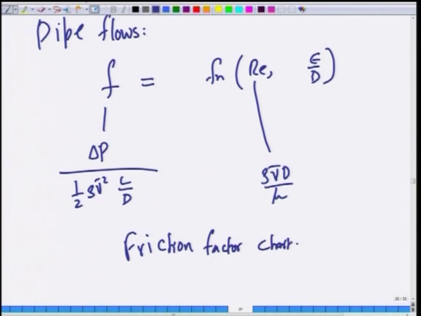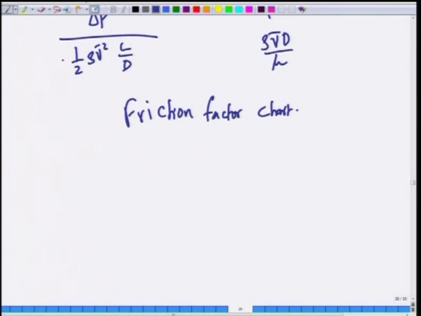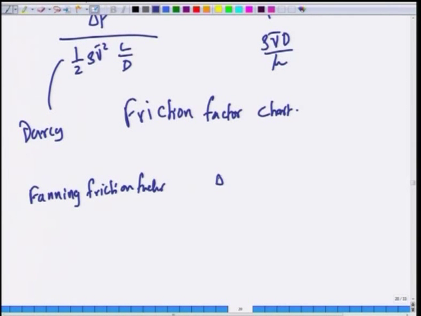Also, please remember that there are two types of friction factors used. This is called the Darcy friction factor. The other friction factor is called the Fanning friction factor, which will go something like delta P by 2 rho v squared L by d. So, there is a factor of 4 that differs between this friction factor and the other friction factor. Different textbooks can use different friction factors, but one has to be aware.